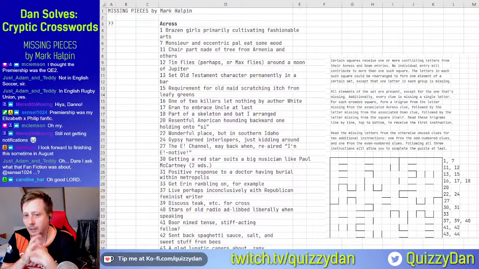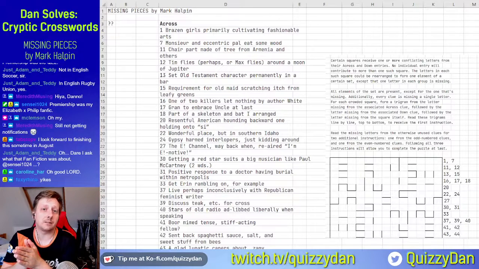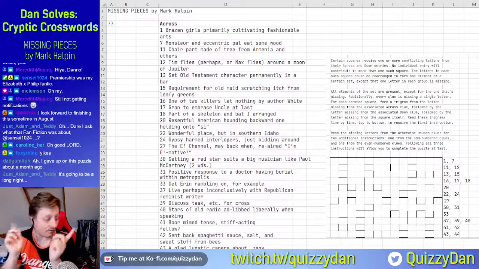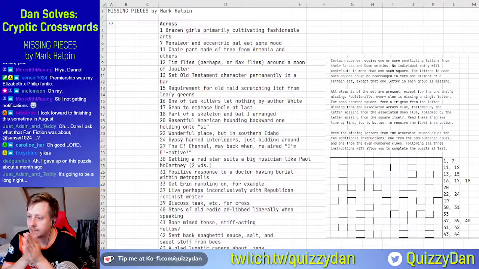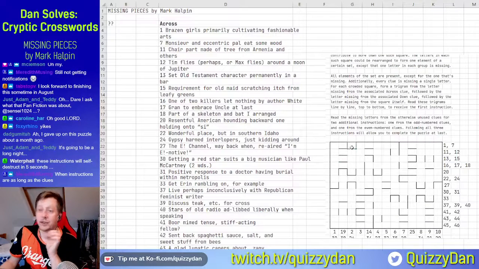Well. Right. So, where to begin? First of all, every clue is missing a single letter. So that is the first thing to take note of. Every clue is missing a letter. Some squares are also going to have 3 letters in rather than 1.